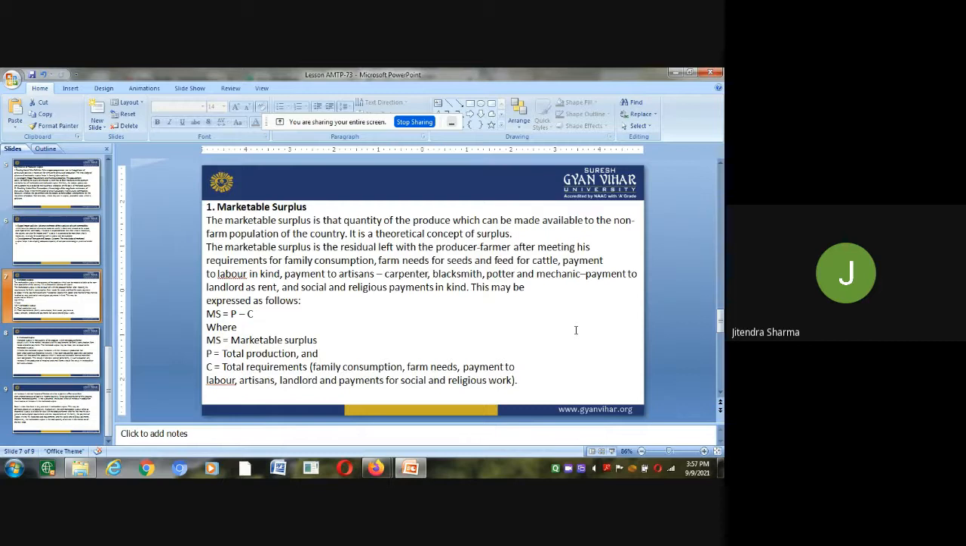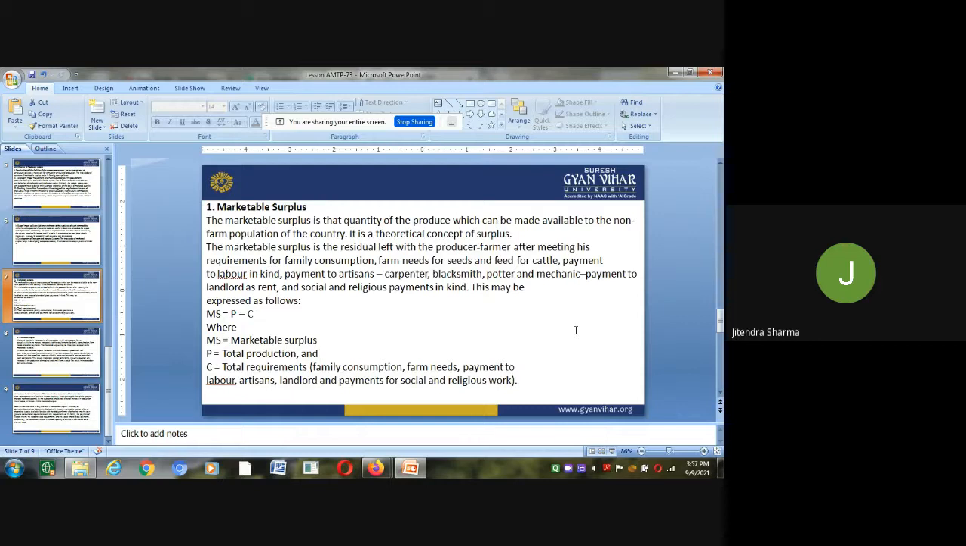So after that, whatever remains is what we are calling the marketable surplus. That is very much important. Now we have a discussion on what marketable surplus is. Marketable surplus is the quantity of the produce which can be made available for the non-farm population.